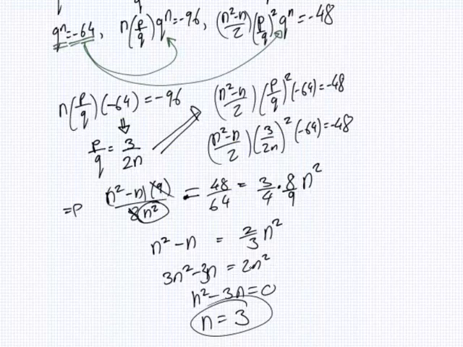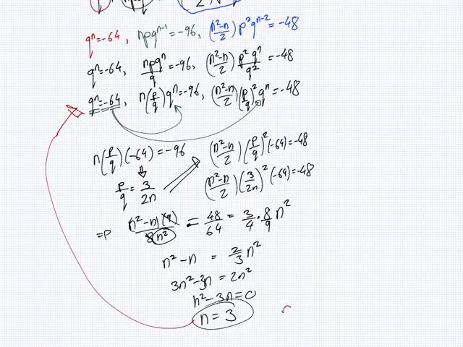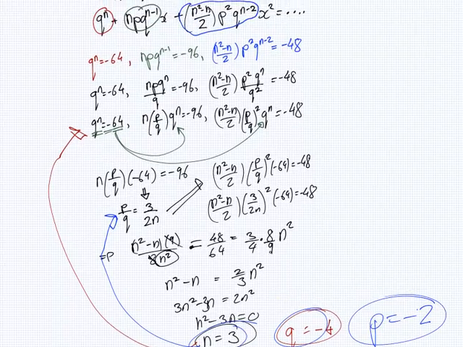You can take this answer and put it back in here, and you'll get q equals minus 4, because minus 4 cubed is minus 64. And then you can take both these answers and put them into here: 3q over 2n. 3 times minus 4 is minus 12, over 6. Minus 2. Is that what you said? Yes. Well, the answer's at the back, so we can check it here. And that's the answer. Okay.